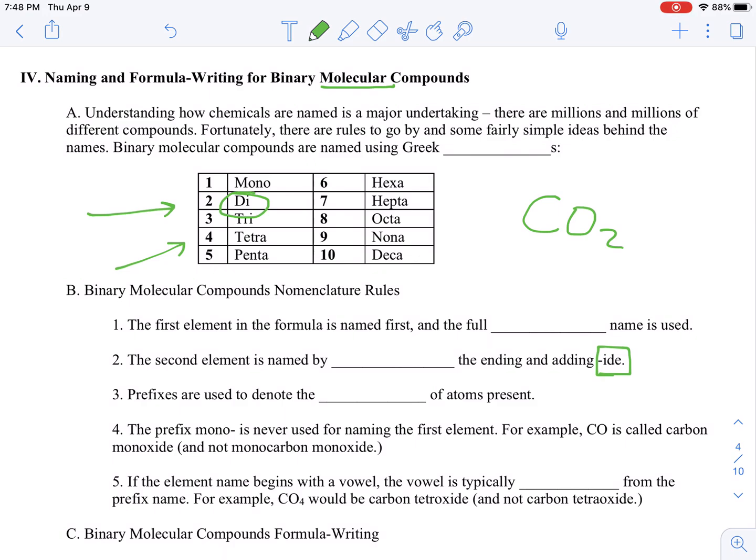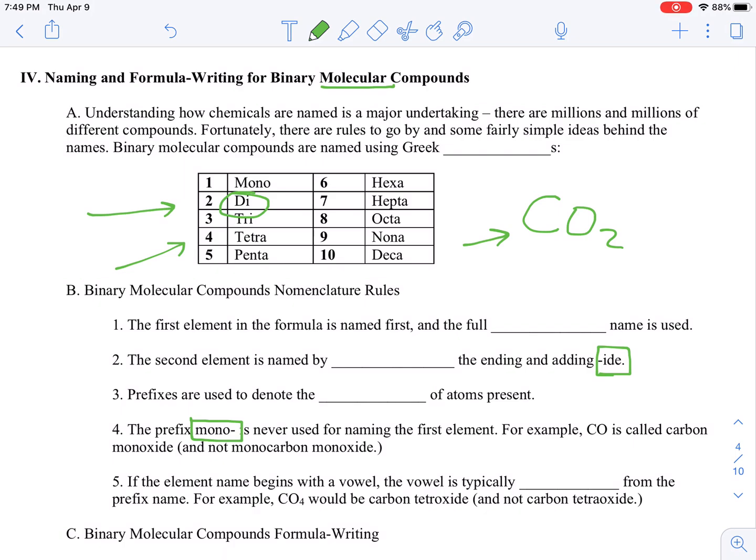Down on number 4, you'll notice that the prefix mono means one, but we only use that on the second element. So the example you see there is carbon monoxide. We don't call this monocarbon dioxide or monocarbon monoxide. Mono is only used on the second element. If there's one of the first element, you just write the element name.